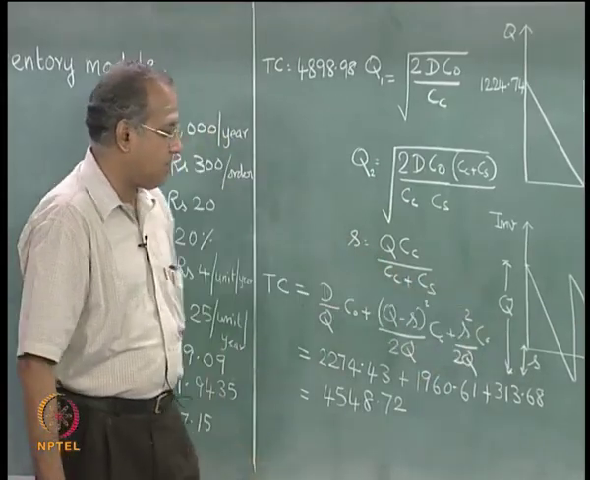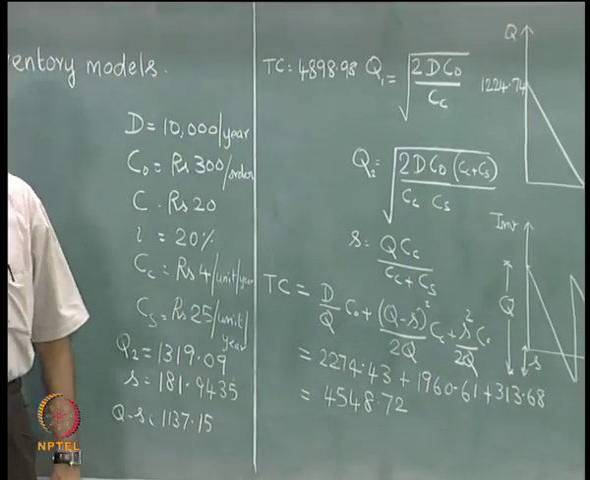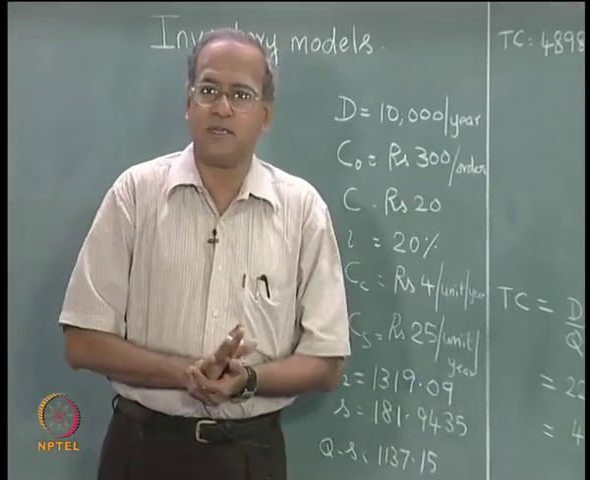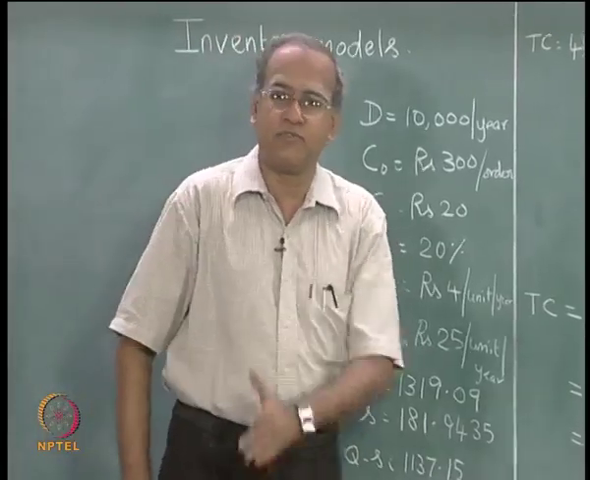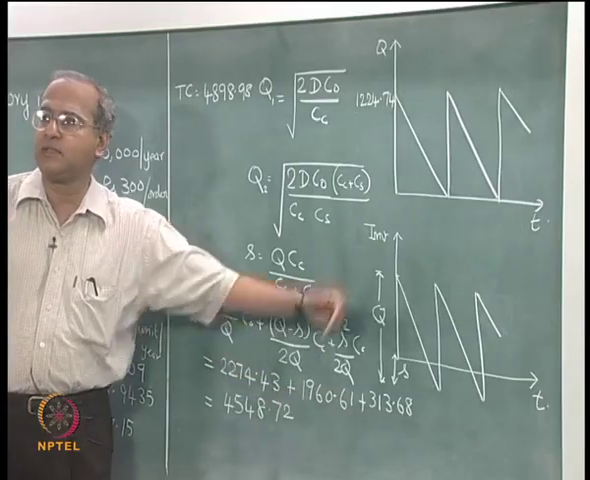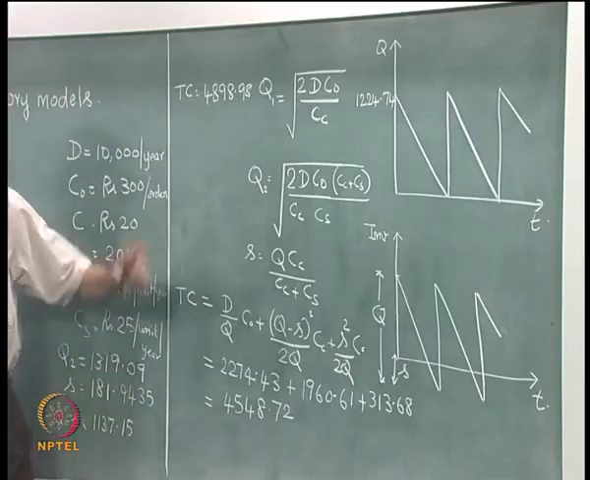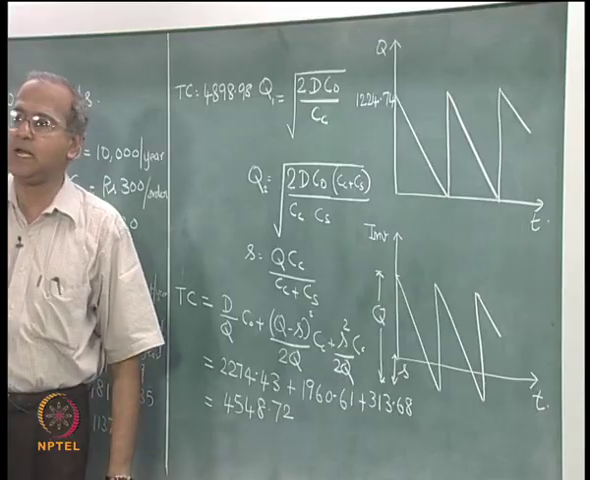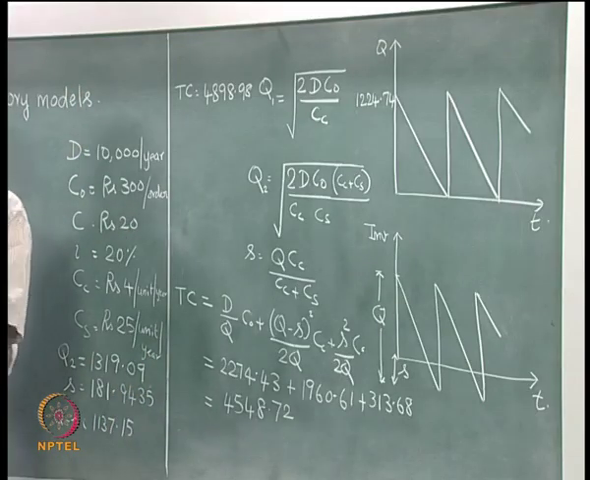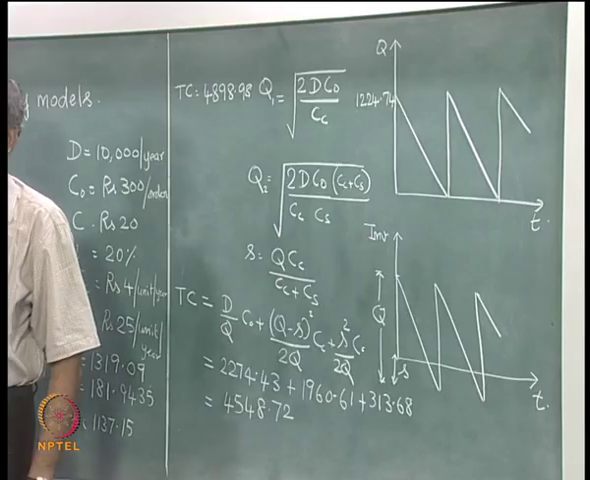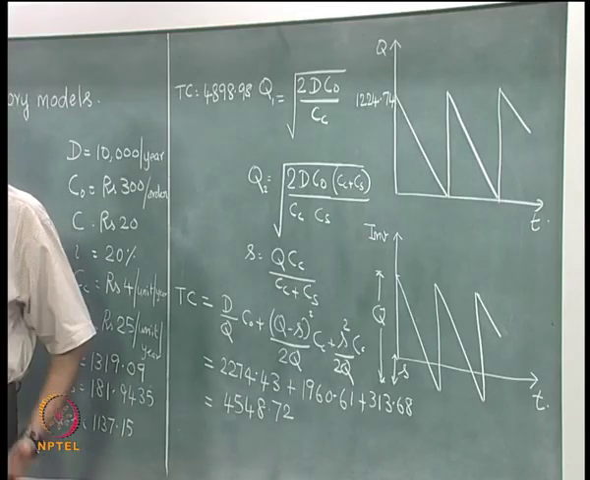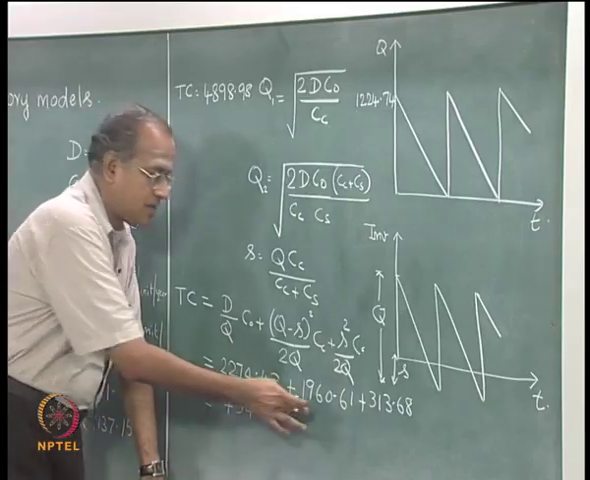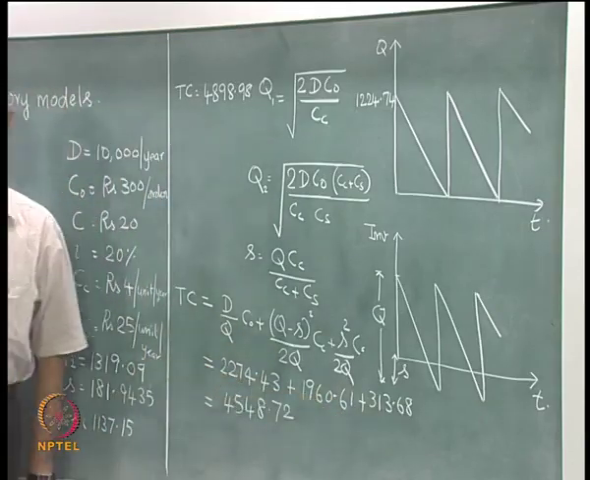So in this model, we are essentially trying to find out a Q or order quantity such that the total ordering cost is equal to the sum of the inventory carrying cost and the backorder cost. In the earlier model, we found Q, the order quantity, such that the order cost component is equal to the inventory holding cost component. So each was equal to half of the total cost. Now in this case, this is half of the total cost. These two put together will contribute half of the total cost.